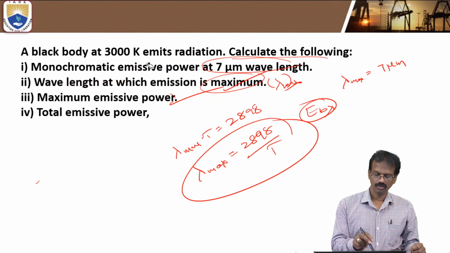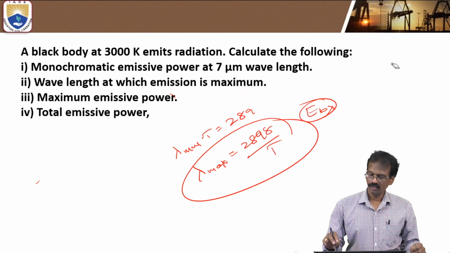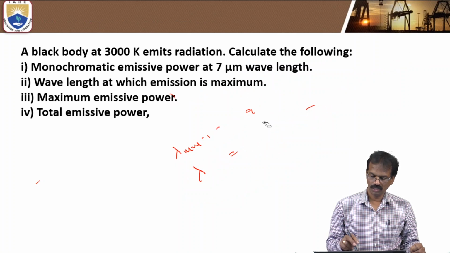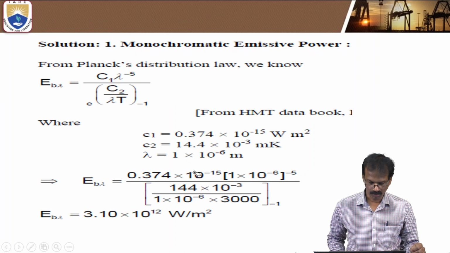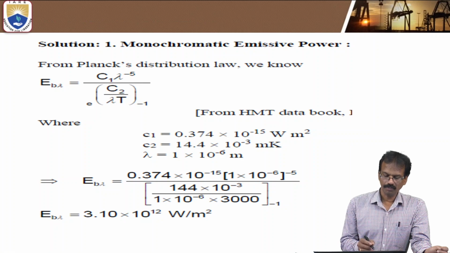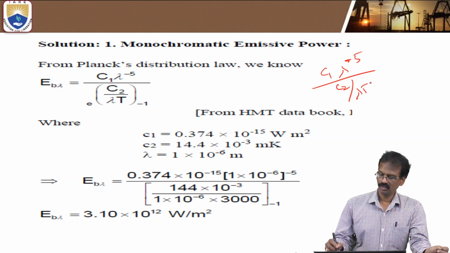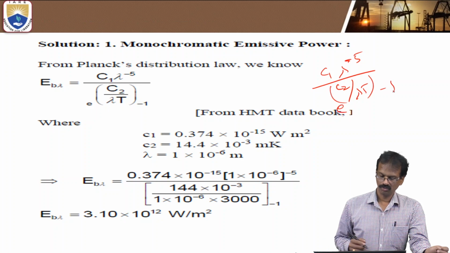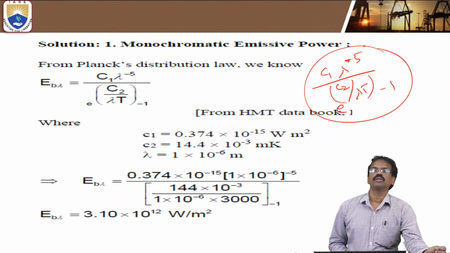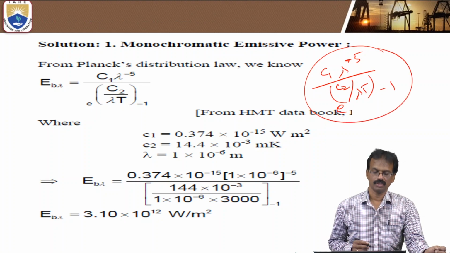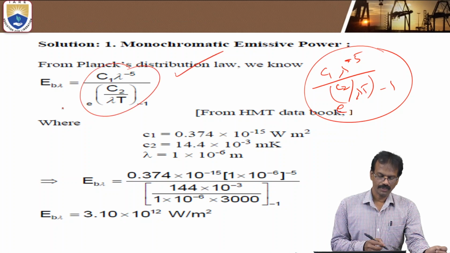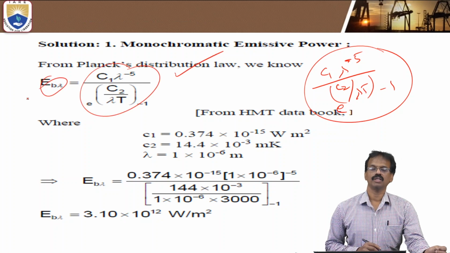How to find out the monochromatic emissive power, particularly at wavelength lambda equal to 7 μm. You know the formula: E_b lambda = C1 lambda to the power of minus 5 divided by e to the power of C2 by lambda T, minus 1. This is the formula by Planck's distribution law. By using this law, you can find out the monochromatic emissive power at a particular wavelength.